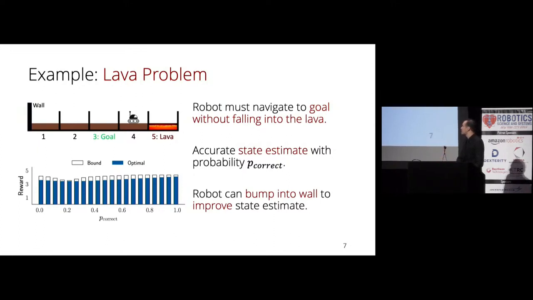So for our first example, we consider a POMDP problem that's a common benchmark that admits a good open loop solution. So the robot needs to move to the goal state without falling into the lava, and there is a safe open loop policy that it can take where it simply moves left, either directly reaching the goal, or it will bump into the wall and then it can move right to the goal.